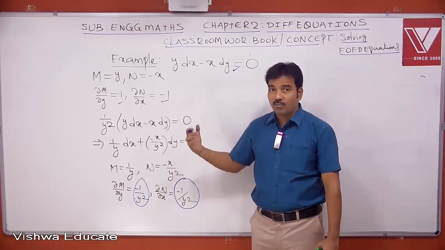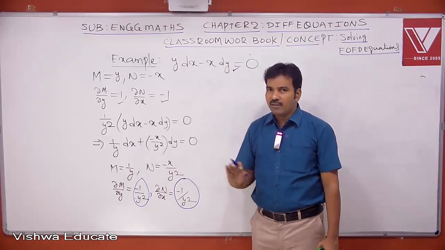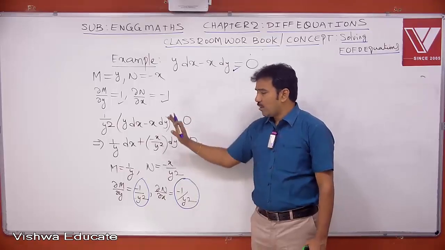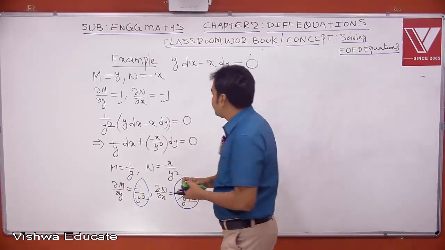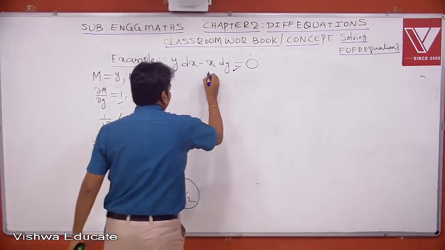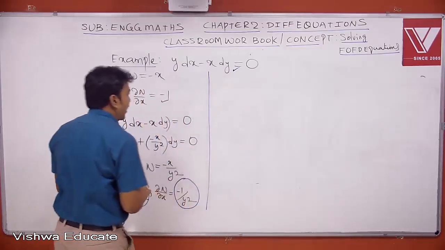That means it has multiple integrating factors. I will discuss that. But 1 by y square is one of its integrating factors, right? Now, let us prove that it has some other integrating factors.